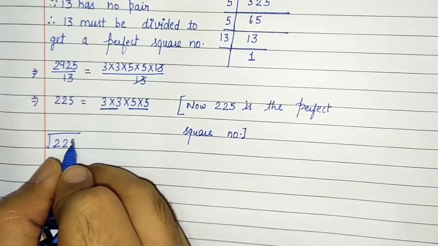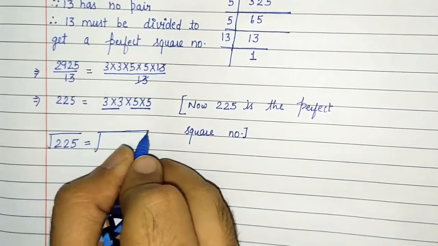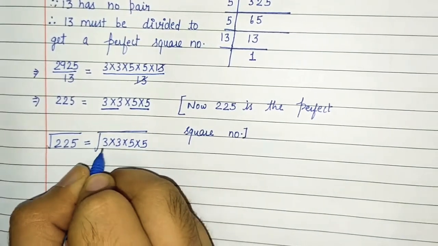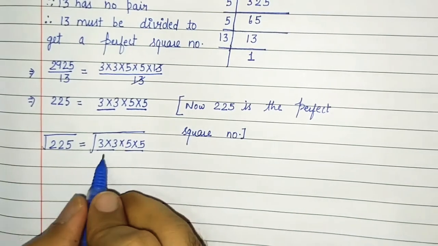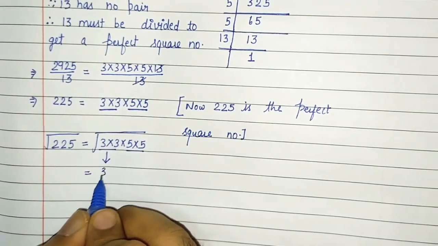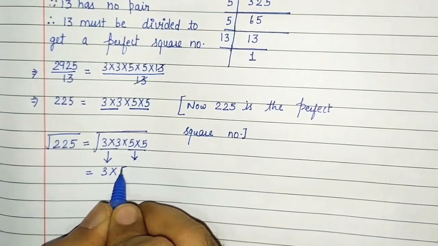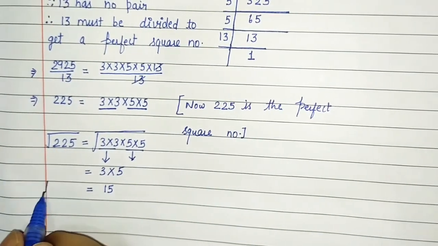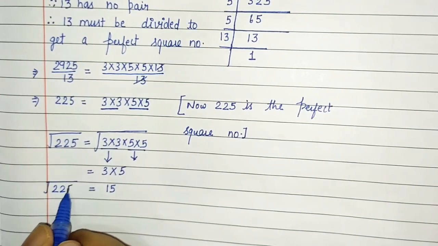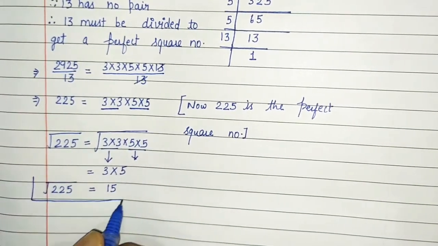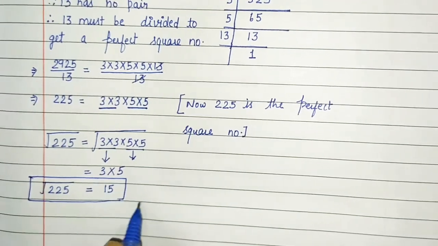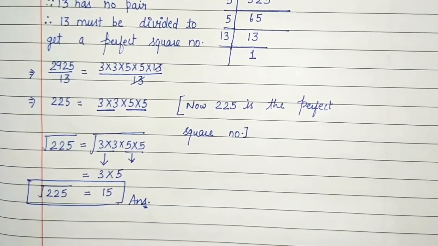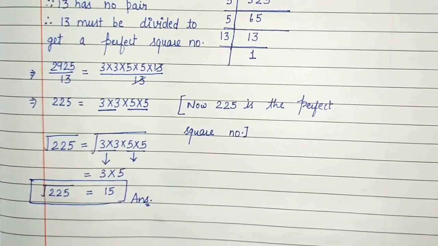So square root of this number is equals to square root of the prime factors of this number. Now 3 has the pair, so 1 3 outside. 5 has the pair, 1 5 outside, and you will get 3 5s are 15. So this is your square root of 225 is 15. Okay, this is your answer. I hope it is clear.